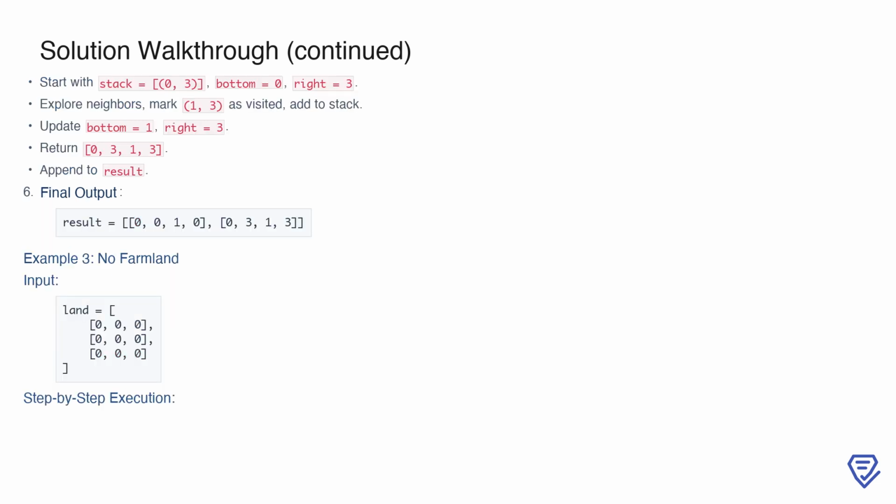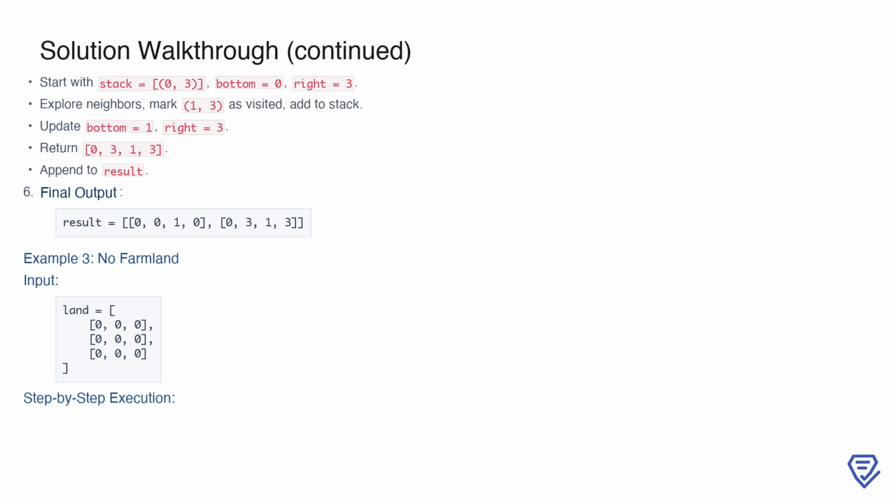For the second farmland block, the DFS starts with the stack containing 0, 3. The bottom and right boundaries are initialized to 0 and 3, respectively. As we explore, the cell 1, 3 is valid farmland, so we mark it as visited and add it to the stack. The bottom boundary is updated to 1, while the right boundary remains at 3.